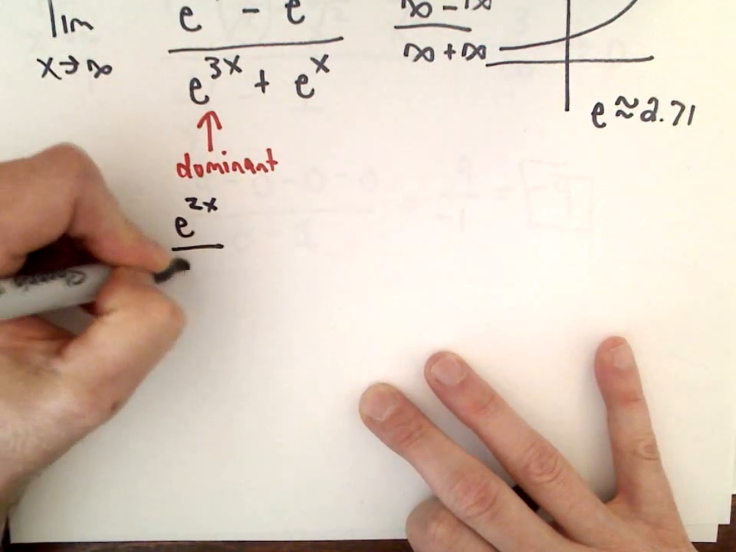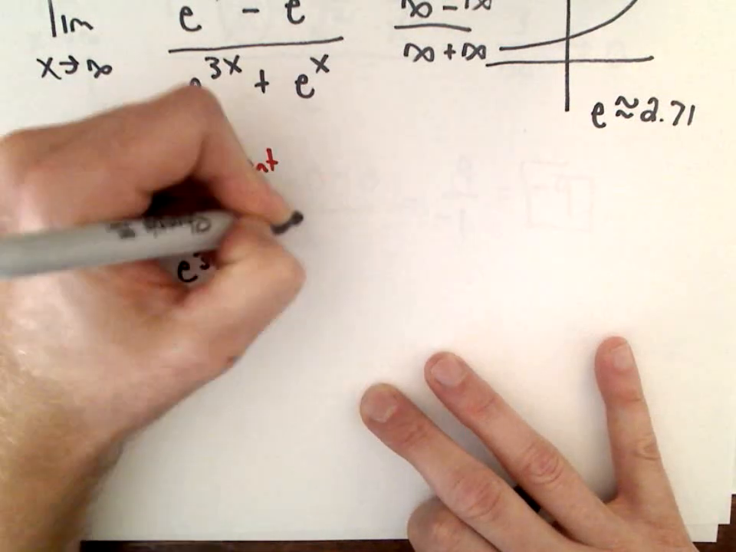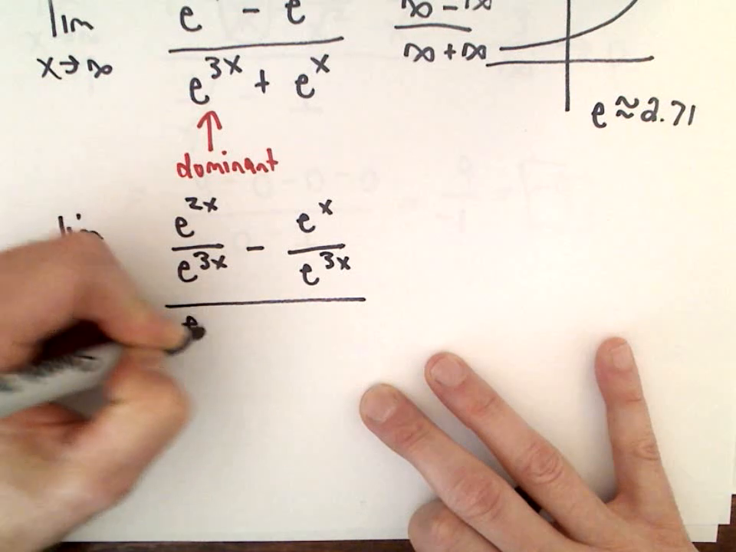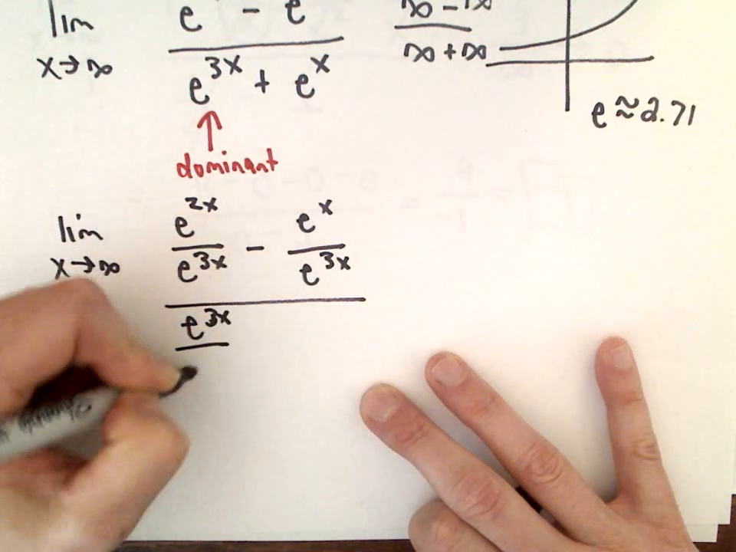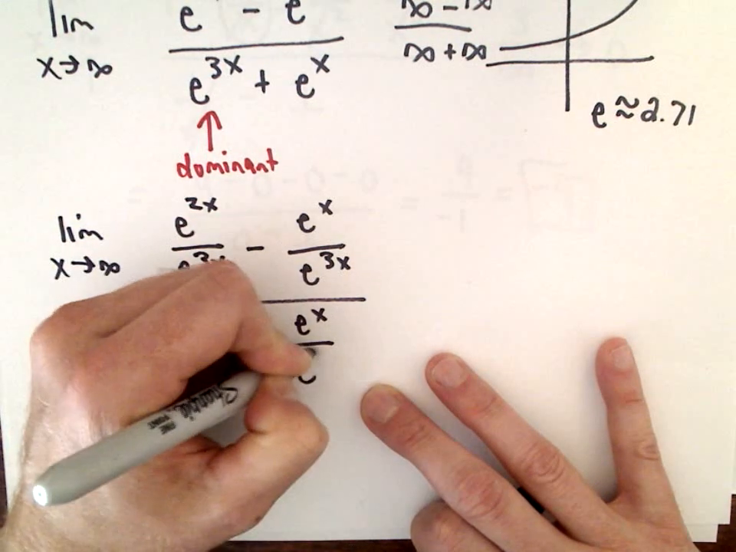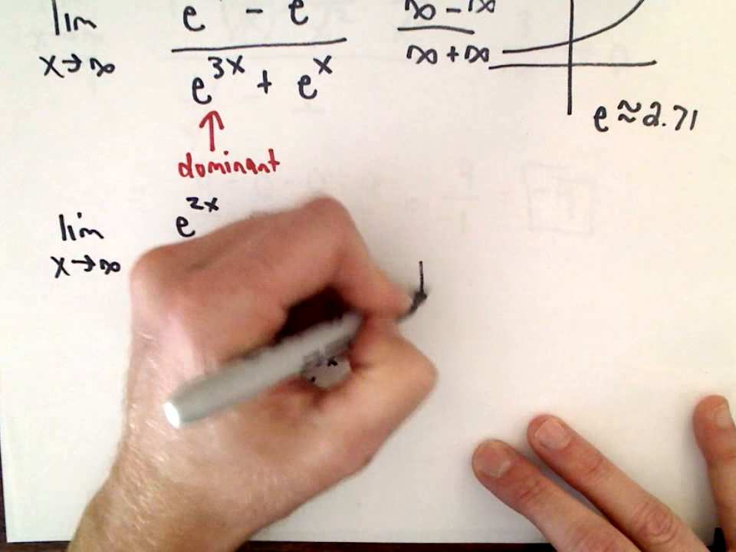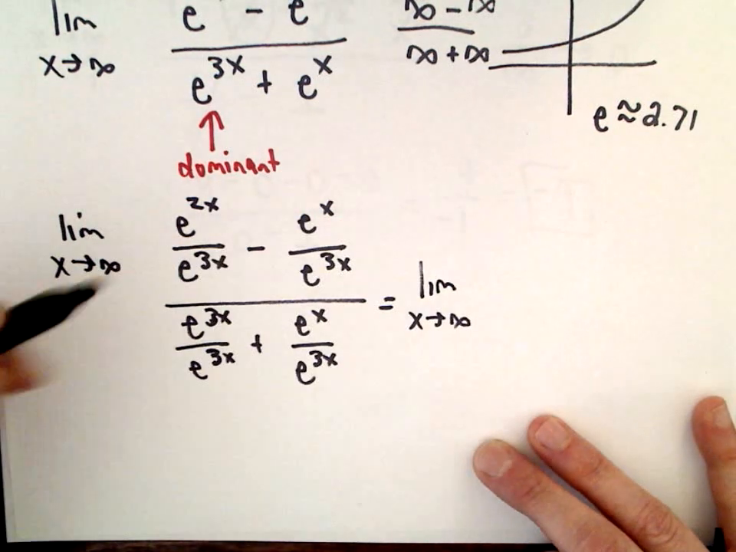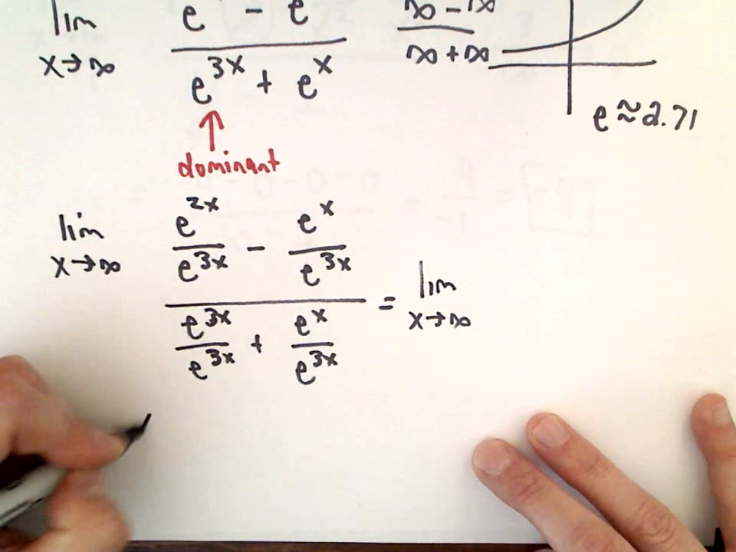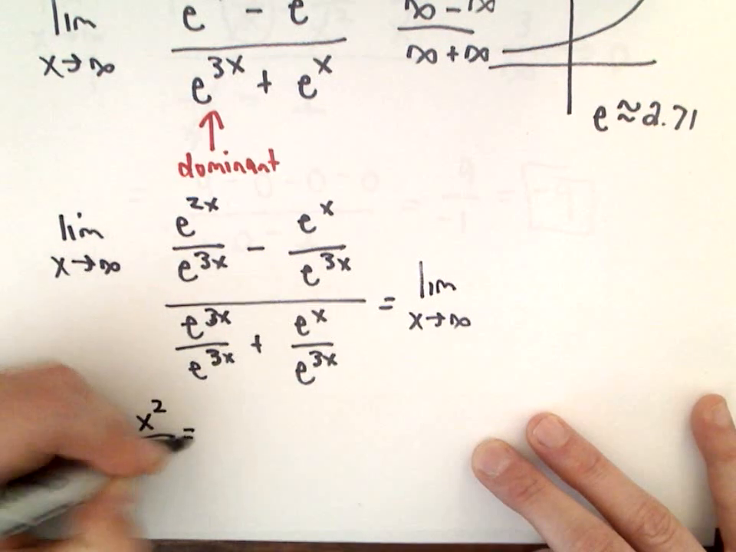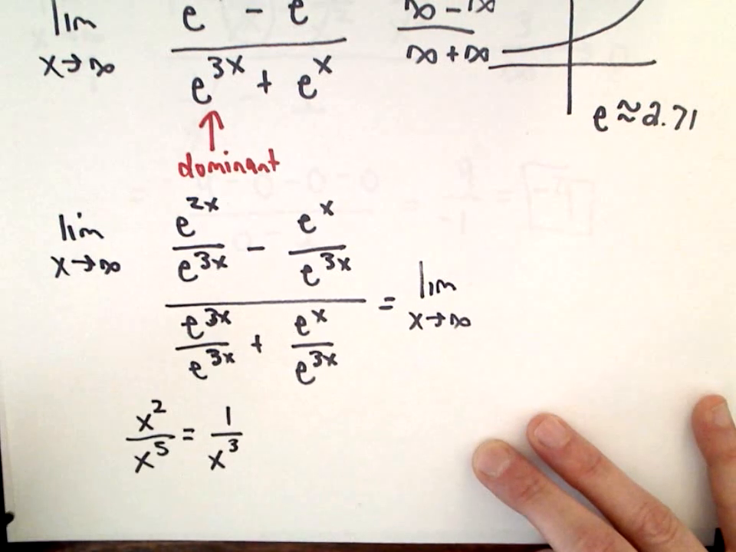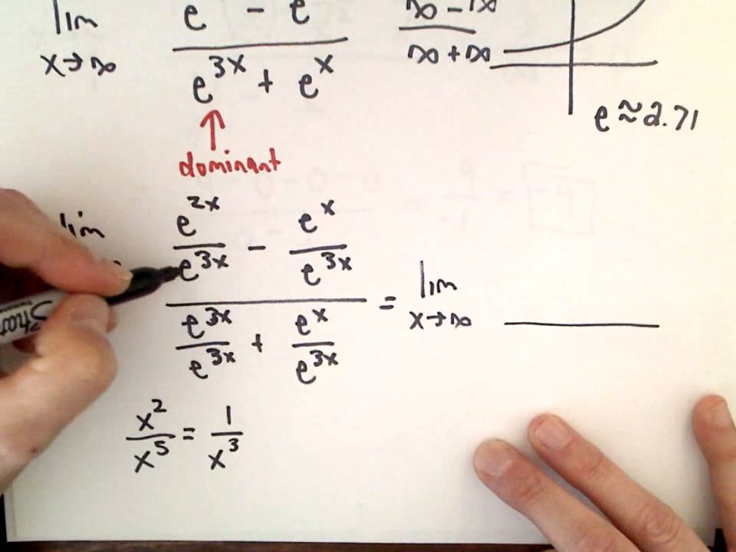So I'd have e to the 2x divided by e to the 3x minus e to the x over e to the 3x. I would have e to the 3x over e to the 3x plus e to the x over e to the 3x. So I'm doing the limit as x goes to infinity. Again, you just have like bases here, so don't be thrown off by the e's. If it was x squared over x to the 5th, I would say, oh, I've got like bases. I would do 5 minus 2. I would get 1 over x to the 3rd.